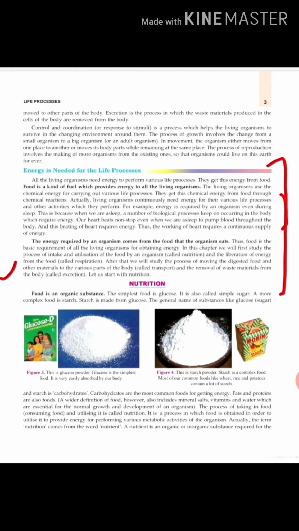In this chapter we will read nutrition, respiration, transportation, excretion. So first of all we will start with nutrition. So first of all, what is meant by nutrition? The intake of food in our mouth is known as nutrition. So food is an organic substance. The simplest food is known as glucose, and glucose is also known as simple sugar.